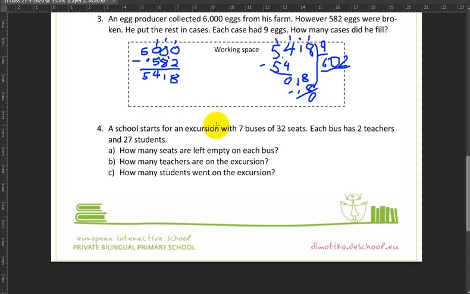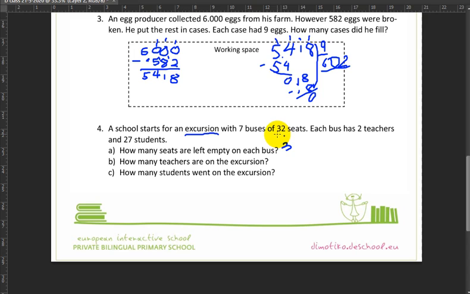A school starts for an excursion. Excursion means like a field trip. They go out of the school. Okay? With 7 buses of 32 seats. So each bus has 32 seats. Each bus has 2 teachers and 27 students. How many seats are left empty on each bus? Well, 2 teachers and 27 students makes 29 seats taken. So 32 minus 29 will make 3.